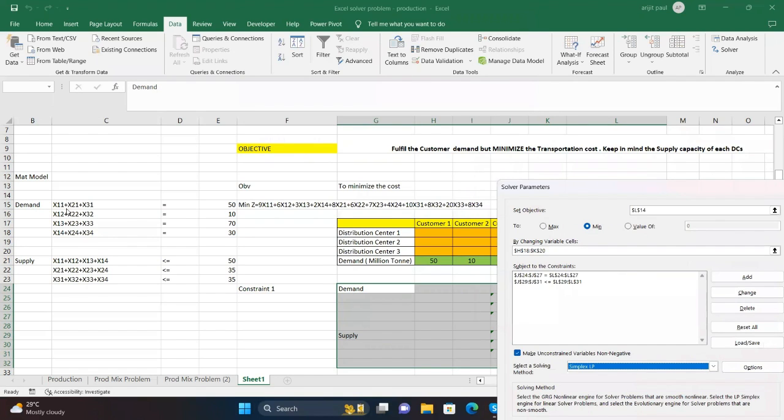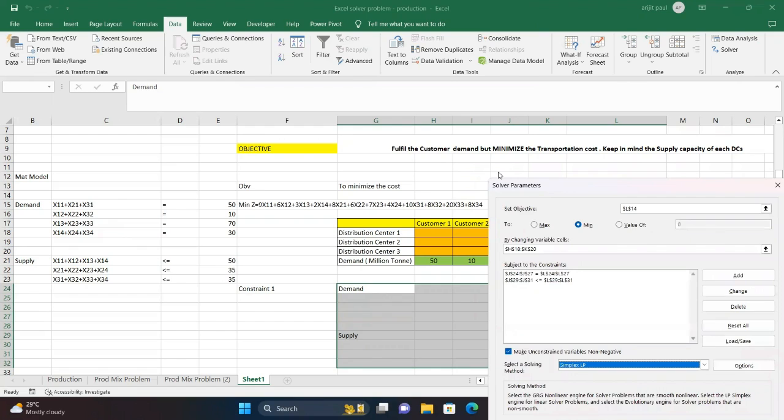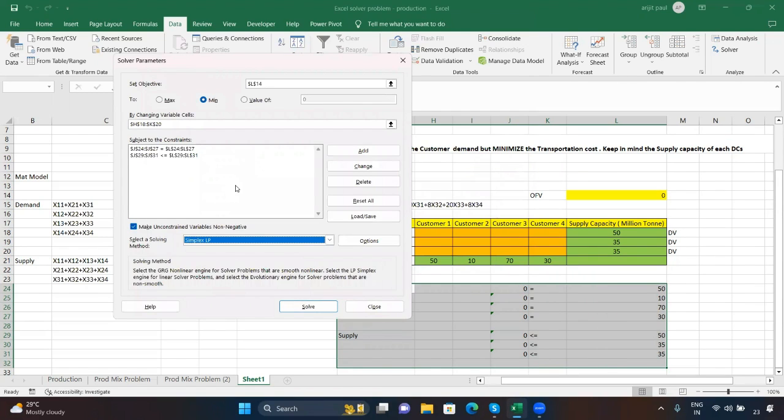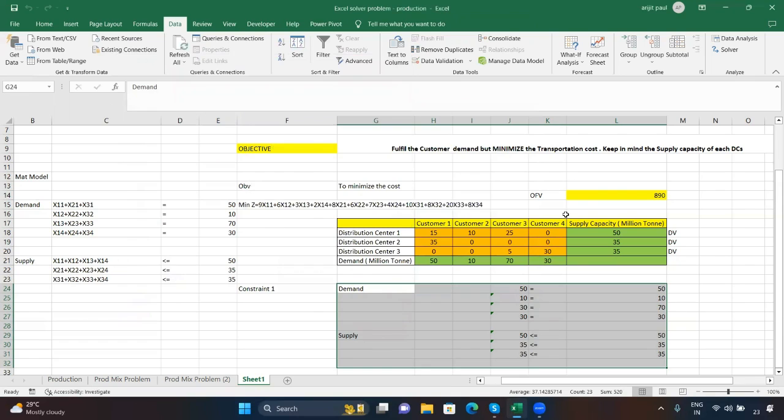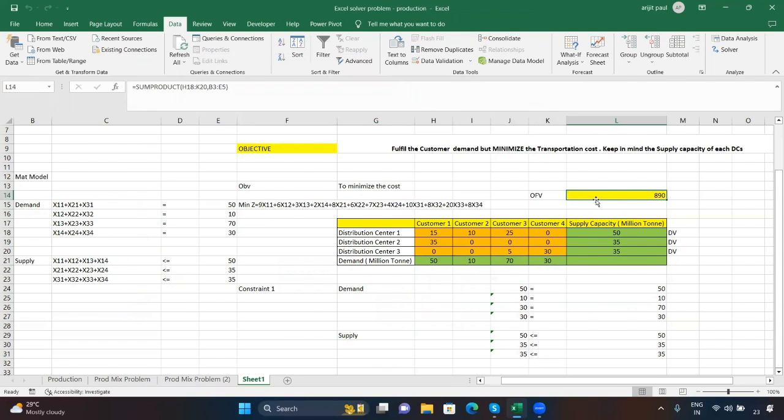So here you can see, whatever we have mentioned here as a part of the mathematical model, the power of these variables is one only, right, throughout this model. So that is why we need to consider this as a linear problem. And if that is a linear problem, then what is the algorithm we are going to use? The algorithm we are going to use is Simplex LP. Now simply click on the solve button, click on OK. So this is the minimum transportation cost that we are getting per day. What is the minimum transportation cost? 890 rupees.